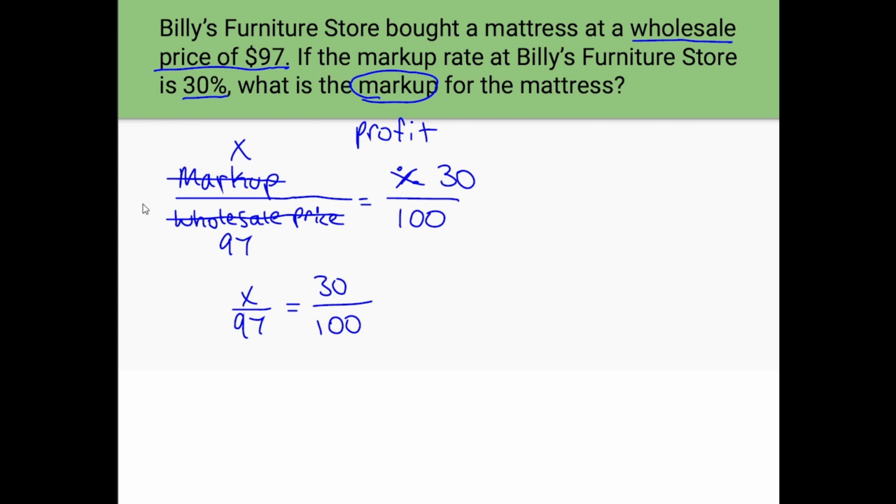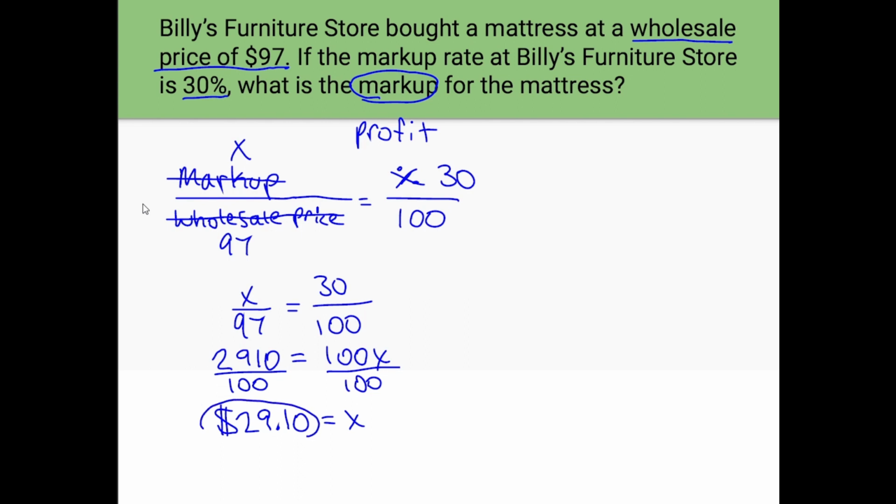I'm going to multiply my diagonals, and I'm going to get 2,910 equals 100x. I need to undo that times 100, so I'm going to divide by 100 on both sides. I'm going to get, we're talking about money here, $29. And since we're talking about money, I need 2 decimal places, so $29.10. Okay, so that's how much Billy is going to make off of this. So they put in $97, they're going to sell it for $97, and then they're going to tack that on there. This is what they're making once they do that whole transaction.